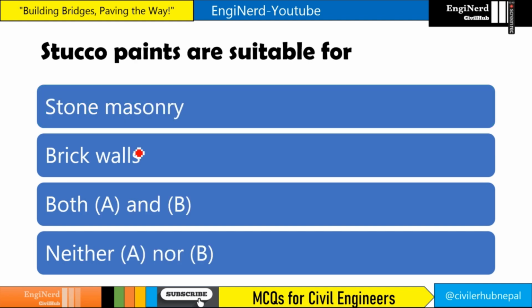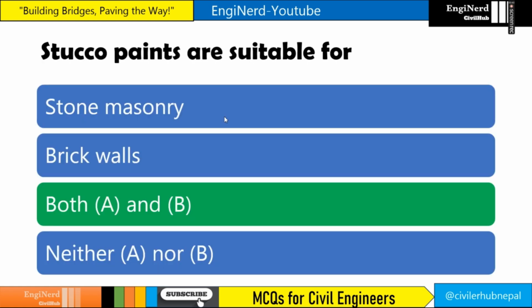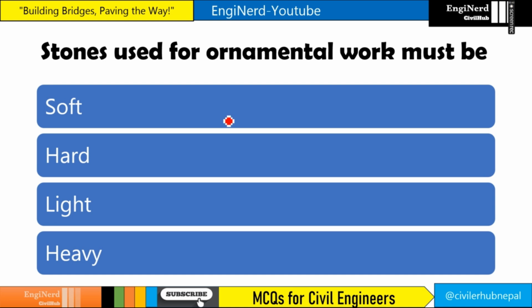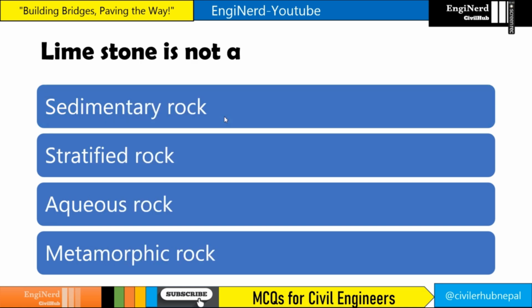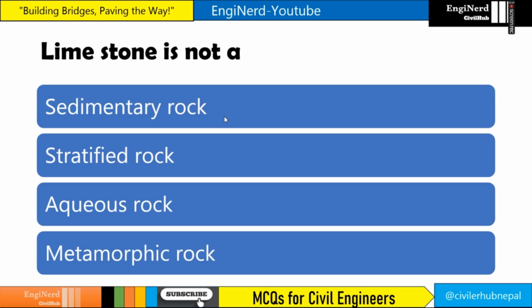Stucco paints are suitable for brick masonry, stone masonry, or both. Both of the above are correct. So stucco is a brick or masonry paint. So the answer is both A and B. Stones used for ornamental work must be soft, right? Because we need to carve these ornamental stones, so they need to be soft. And the hard stone is for double masonry, light for the arches, and heavy for the retaining walls.